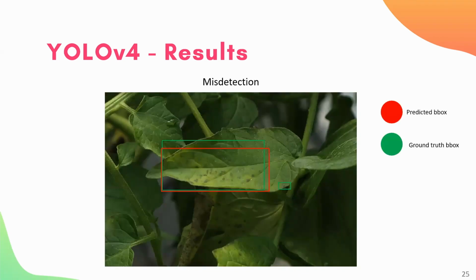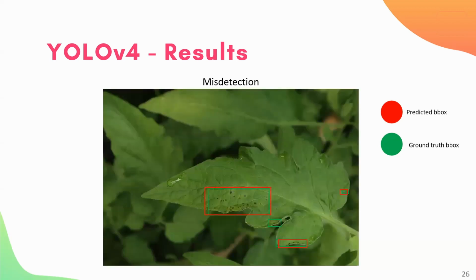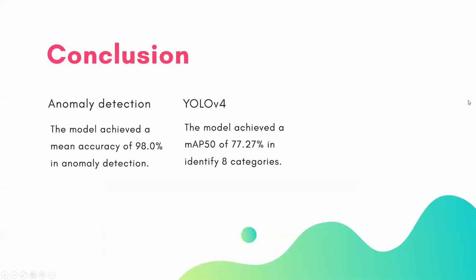And here is a misdetection image. In these images, we can see there are 2 ground truth bounding boxes, the green ones, but the model only detects one of them. And next, this is another example, and this is the same situation. The model misses one object in the image.